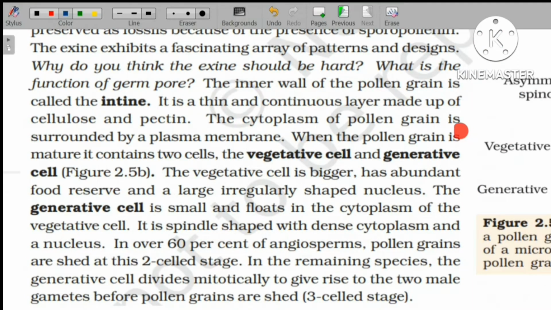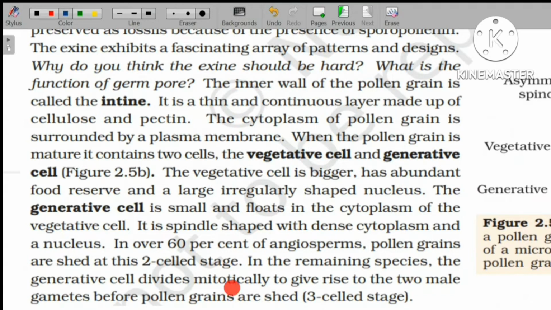The cytoplasm of the pollen grain is surrounded by a plasma membrane. When the pollen grain is mature, it contains two cells, the vegetative cell and the generative cell. The vegetative cell is bigger and has abundant food reserve and a large irregularly shaped nucleus. The generative cell is small and floats in the cytoplasm of the vegetative cell. It is spindle-shaped with dense cytoplasm and a nucleus. In over 60% of angiosperms, pollen grains are shed at this two-celled stage.